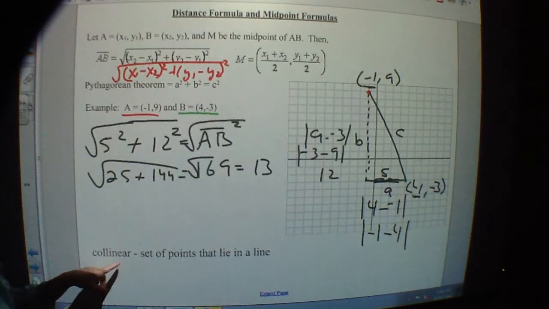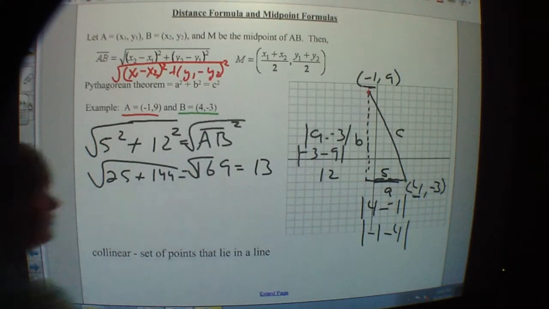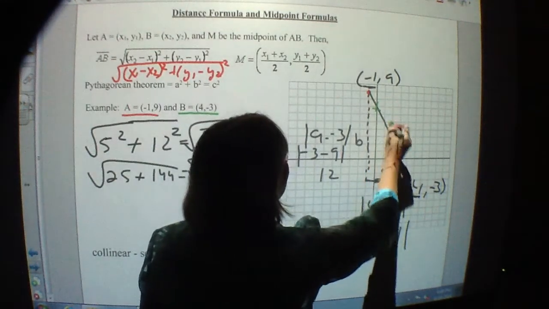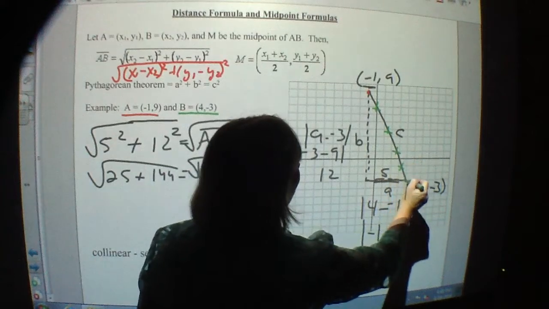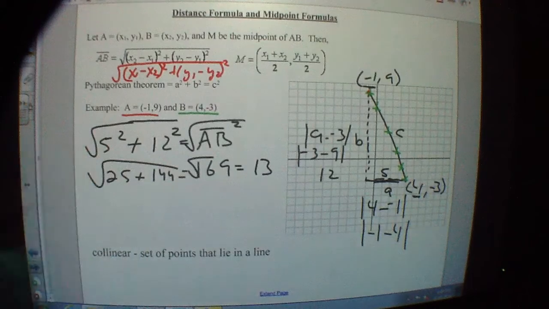And a definition, collinear, just to make sure you know what that means, it's a set of points that lie in the same line. So everything along this line, everything along that line, that's collinear, lies on the same line.